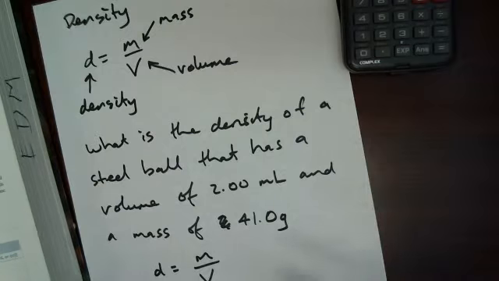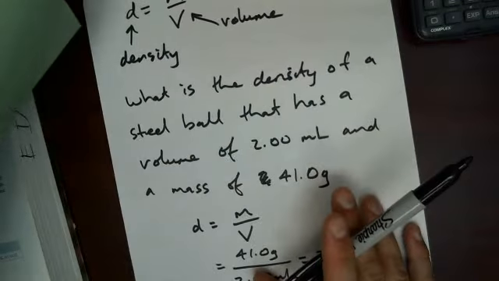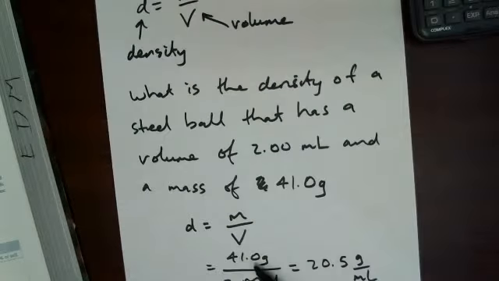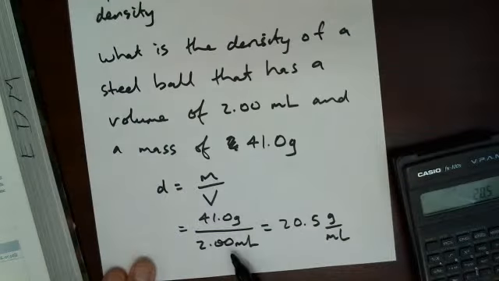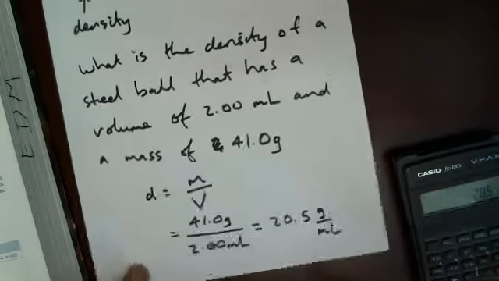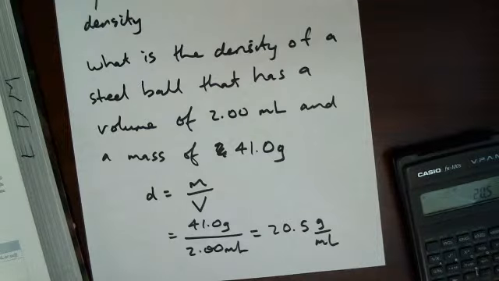That's the right significant figures because this quantity here is 3 significant figures and this quantity here is 3 significant figures, and so we're okay to have this one as 3 significant figures. The units in this case are grams per mil.